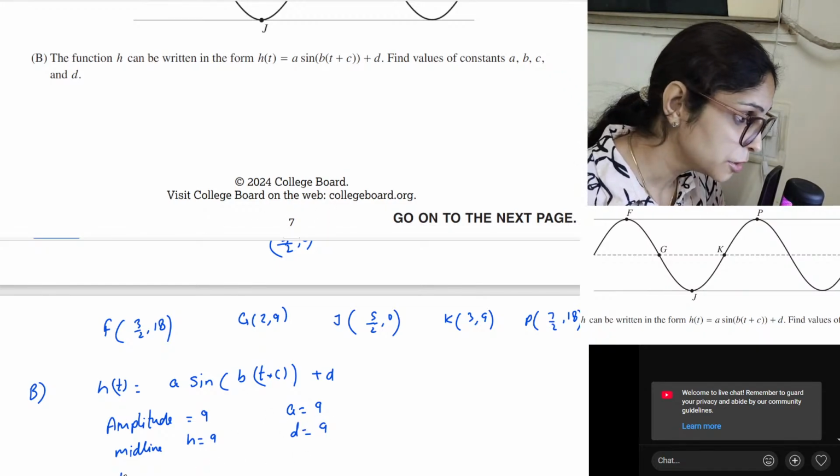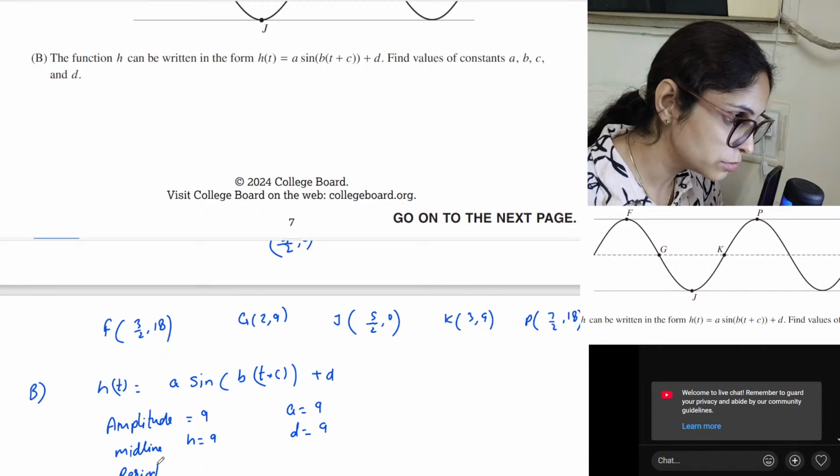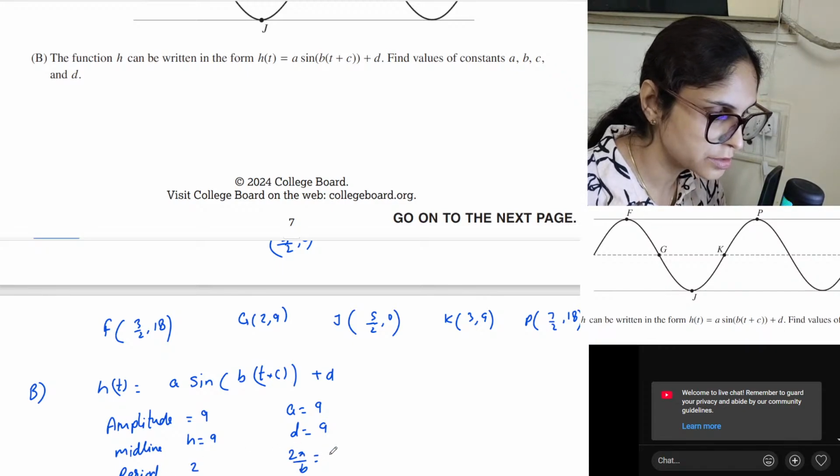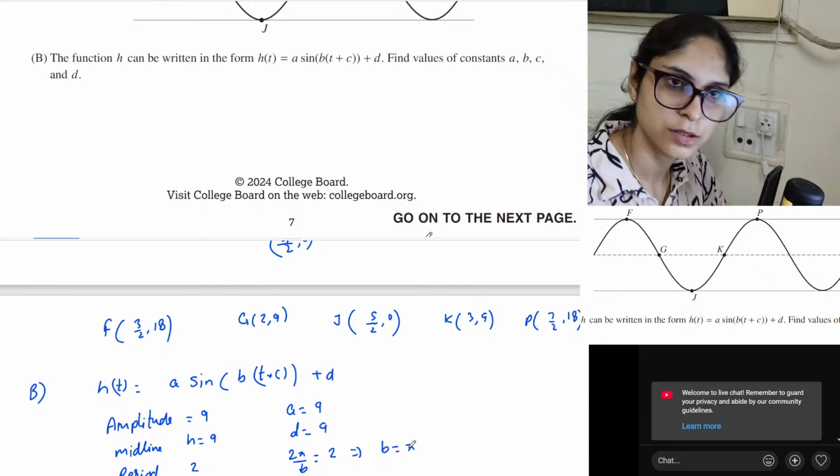Now period is given as 2. So 2 pi over b is the period, it is 2. So from here b is pi. Okay.